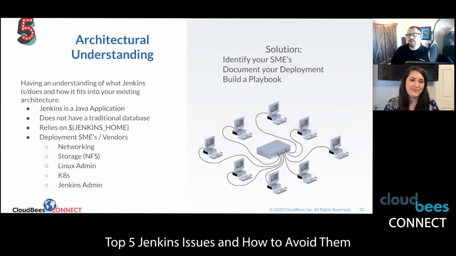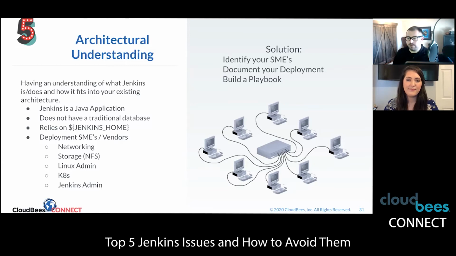Thanks, Michelle. To start off with number 5, the fifth most common issue we run into within CloudBees Support organization is quite simply a lack of architectural understanding of what Jenkins is and how it works. Not only is Jenkins a powerhouse within your software delivery management system, like I said earlier, Jenkins is a Java application, so that means it requires JVM administration. In addition, Jenkins doesn't have a traditional database associated with it. So it relies on the Jenkins home location, flat file configuration reads and writes, making I/O throughput an important part of the overall infrastructure.